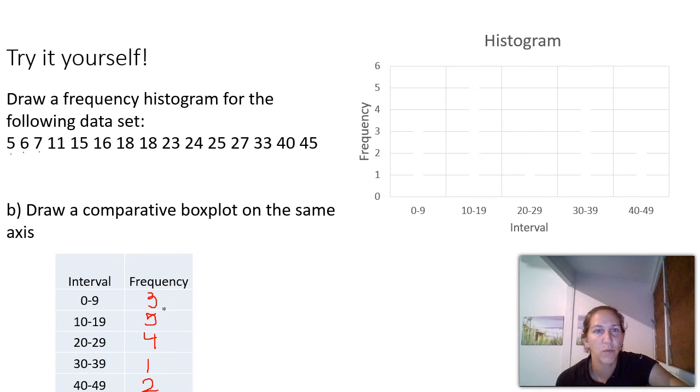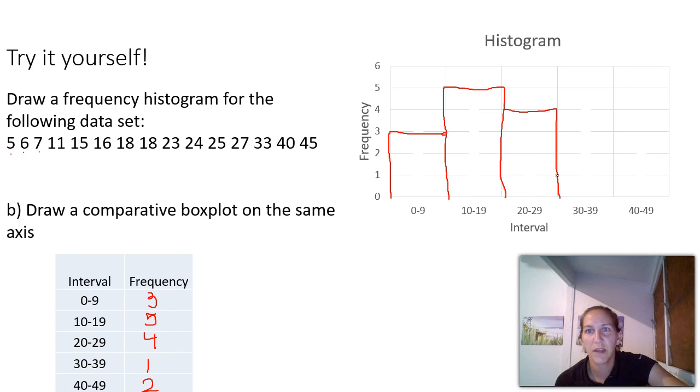Okay, I've got 3 values between the 0 and 9 interval. So I'll draw my box up there. The next one is 5. Draw that box up there. The next interval from 20 to 29, I've got 4. So I'll draw a box there. And between 30 and 39, I had 1 value. And then between 40 and 49, I had 2. So this is my histogram.